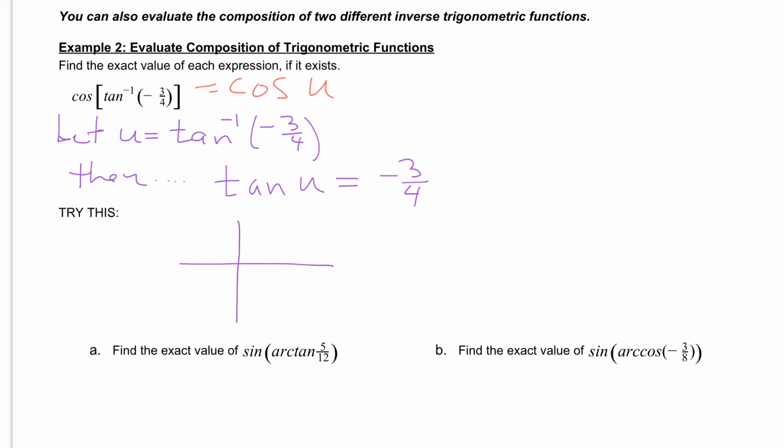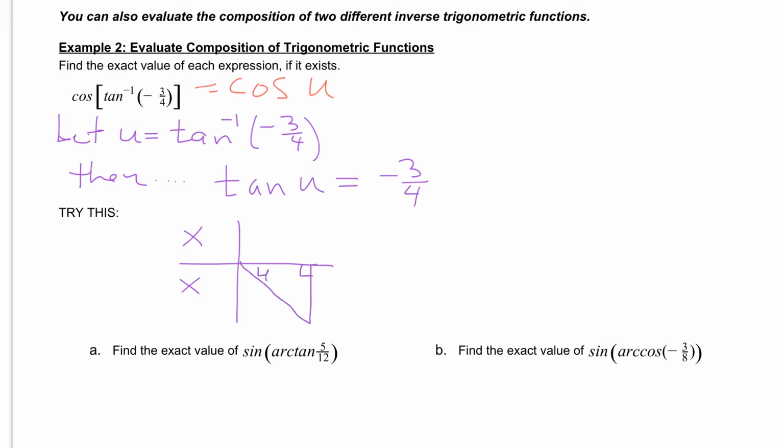Now remember, our inverse tangent function can only lie in the first or the fourth quadrant, so that leaves these two quadrants out of our choices. If the tangent is negative between the first and the fourth quadrant, that tells us that our angle is going to end up in the fourth quadrant, because tangent is negative in the fourth quadrant. So we're going to set up our triangle.